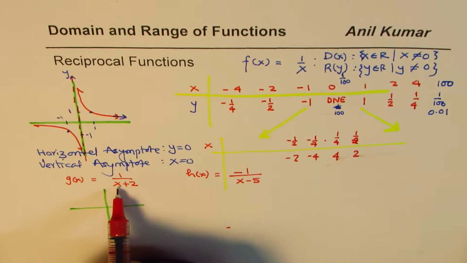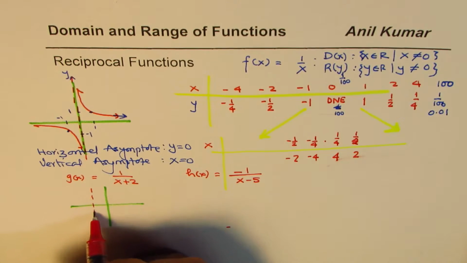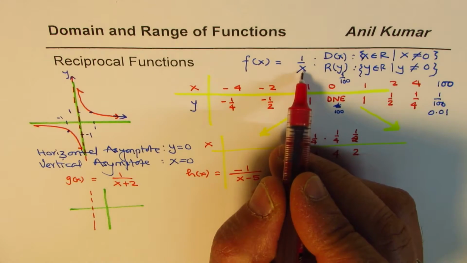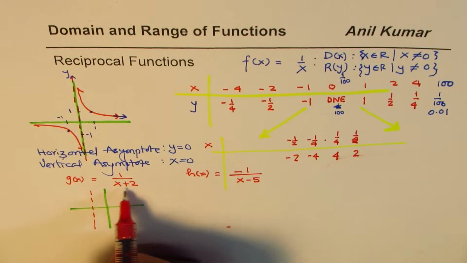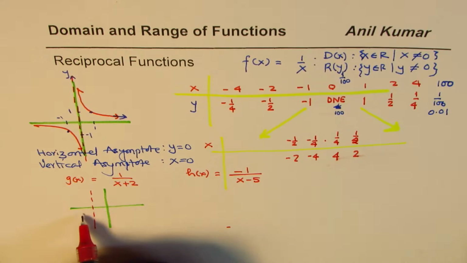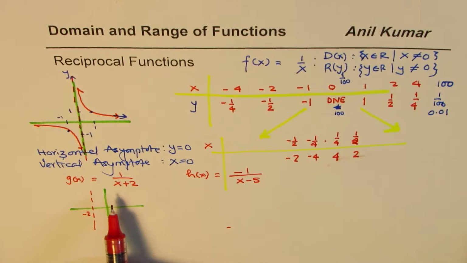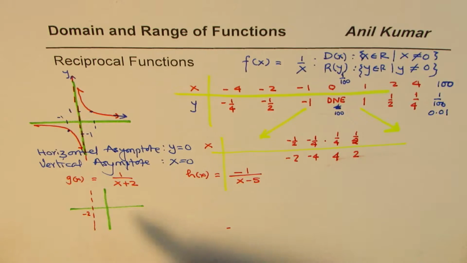For g of x, with x plus 2, that means x cannot be equal to minus 2. So in this particular function, the denominator cannot be 0, right? So here the denominator cannot be 0, so x is not equal to 0, right? In this case, we have shifted the denominator 2 units to the left, so minus 2. So here, as you can see, the range will remain as y belongs to real numbers. However, the domain will change.